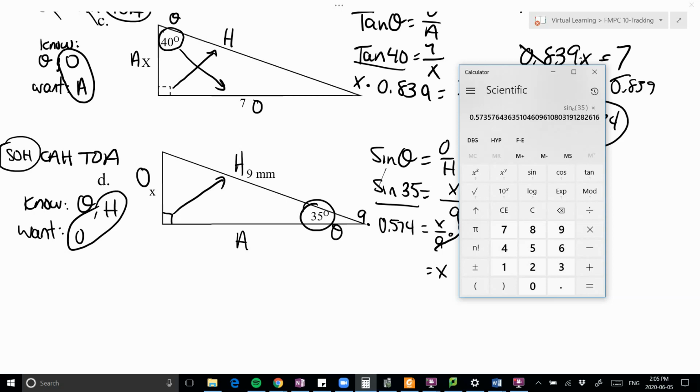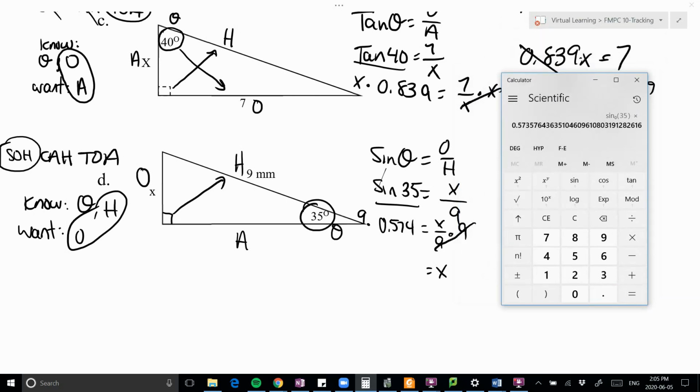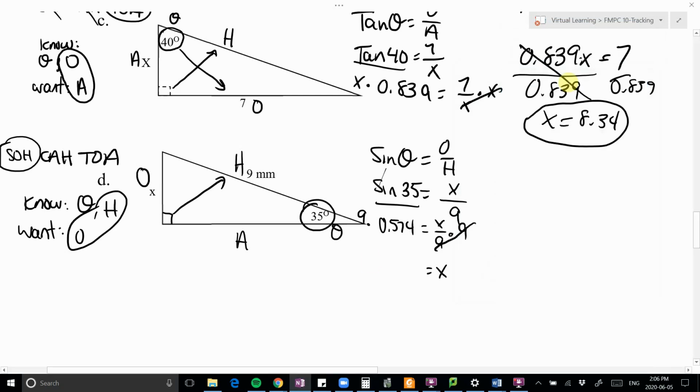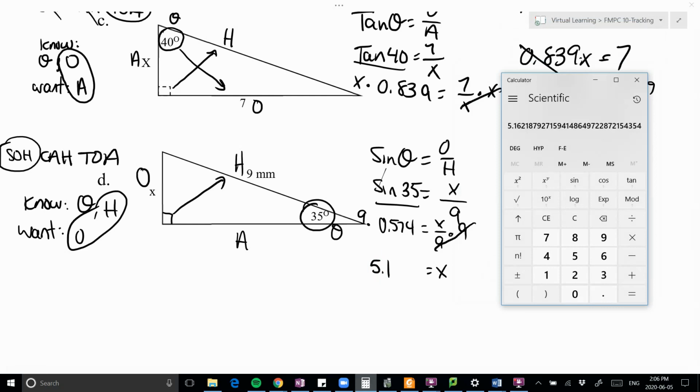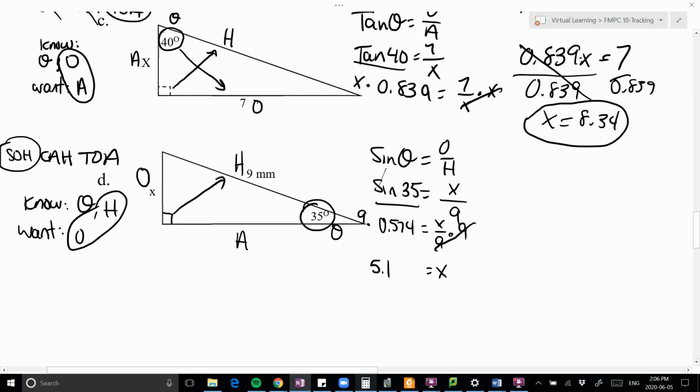So here I'm actually going to try and carry that sine 35 into my next number. And the more you do that, the more accurate your answers will be. But sometimes rounding can be easier for people. So I'm going to go sine 35 times 9. So I got 5.162. So I'm going to go 5.16. And this is in millimeters.